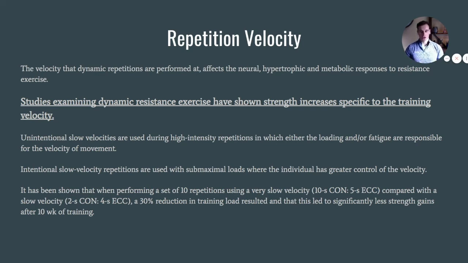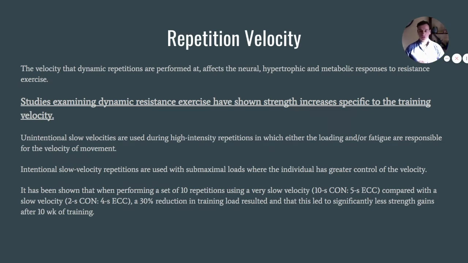Intentional slow velocity repetitions are used with submaximal loads where the individual has greater control. If we're talking about that unintentional slow velocity, just imagine you're doing a 1 rep max back squat, and the speed you can move that weight at versus the speed you can move a weight that's, let's say, 60% of your 1 rep max is going to be very different, just because the sheer load of the movement is going to slow you down. Intentional slow velocity repetitions are something that we as coaches are going to manipulate depending upon the response that we're trying to get from the athlete.